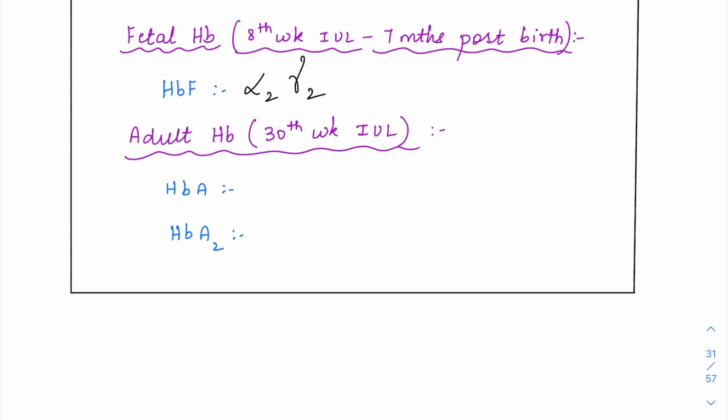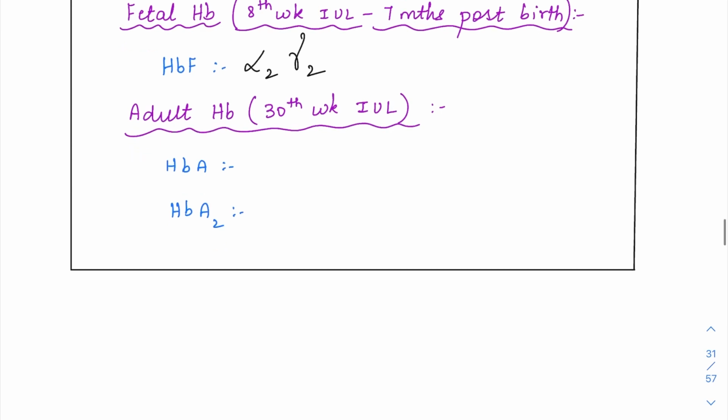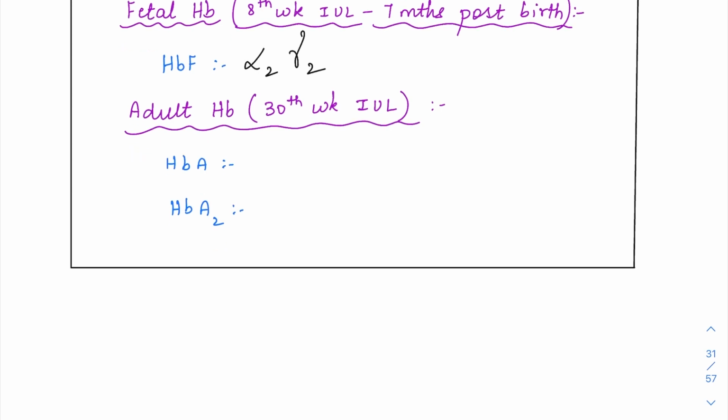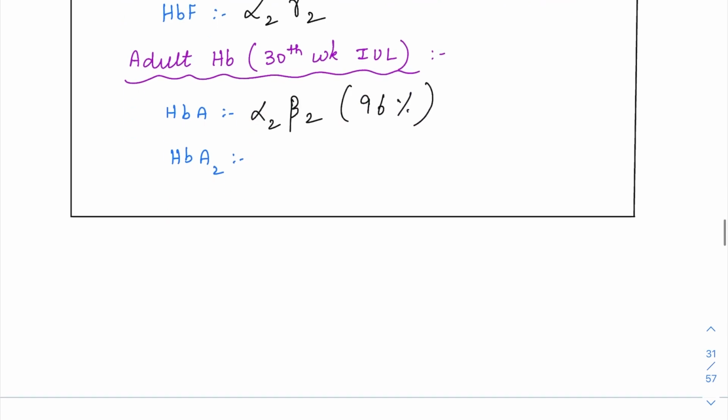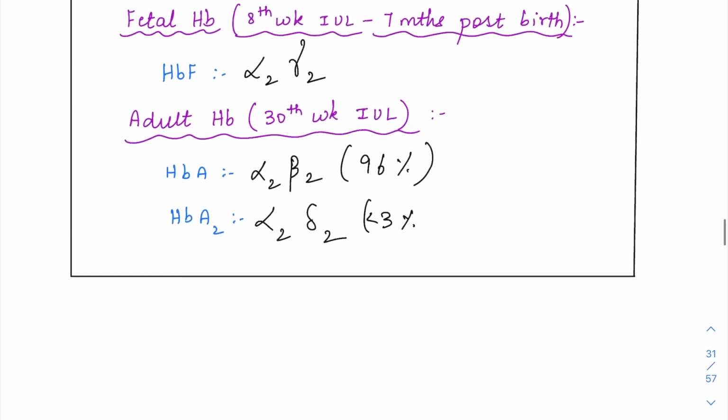Adult hemoglobin starts forming from the 30th week of intrauterine life, and before birth the formation is complete. But it becomes the major hemoglobin only after 7 months of life postnatally. The adult hemoglobins are HbA and HbA2. HbA comprises alpha 2 and beta 2, and is usually up to 96%. HbA2 is a minor component, less than 3% only, and is made of alpha 2 and delta 2 chains, right?